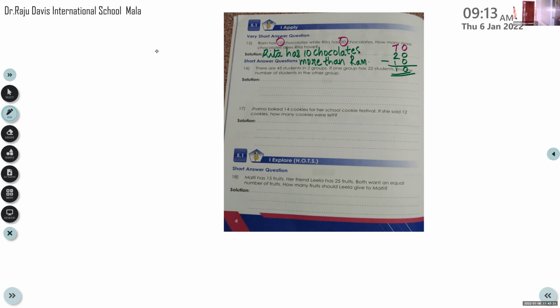Total number of students 45. One group having 22 students. We have to find the number of students in the other group. So how will we find out? Rayan, how will we find out the number of students in the other group? Total number of students is 45. One group having 22 students. Then what about the other group? How many students will be there?